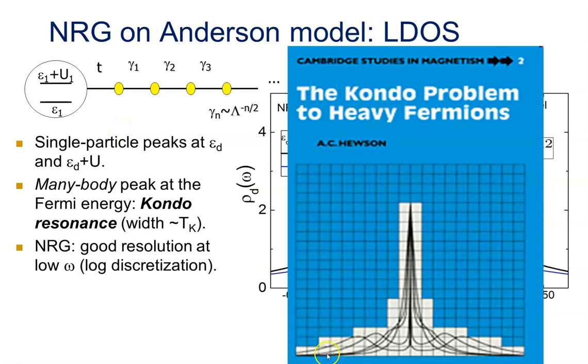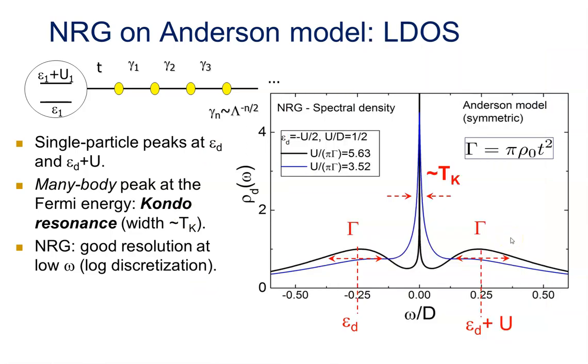And the spectral function is so important that it's right on the cover of the book on the Kondo problem, which is the book by Alex Hewson. So this figure here is very important in this topic.